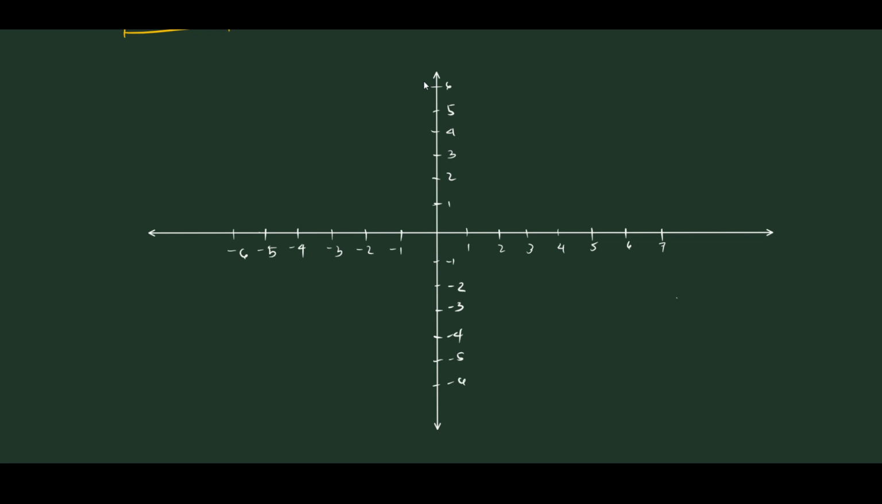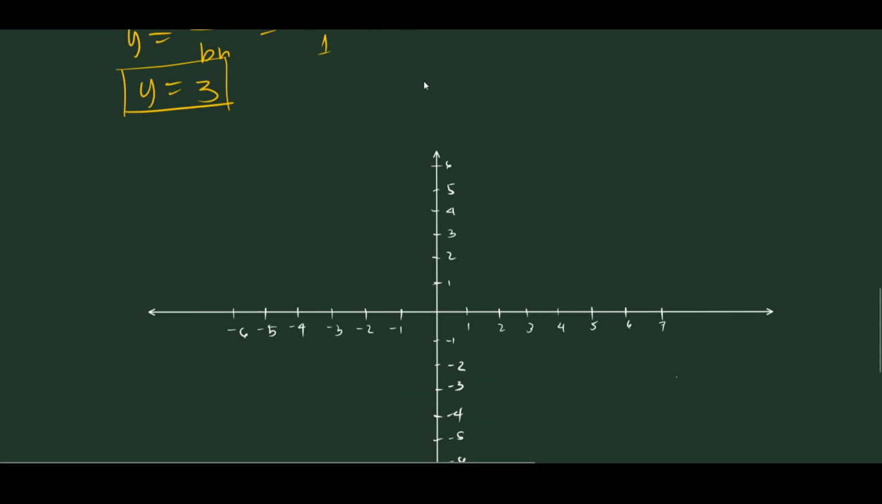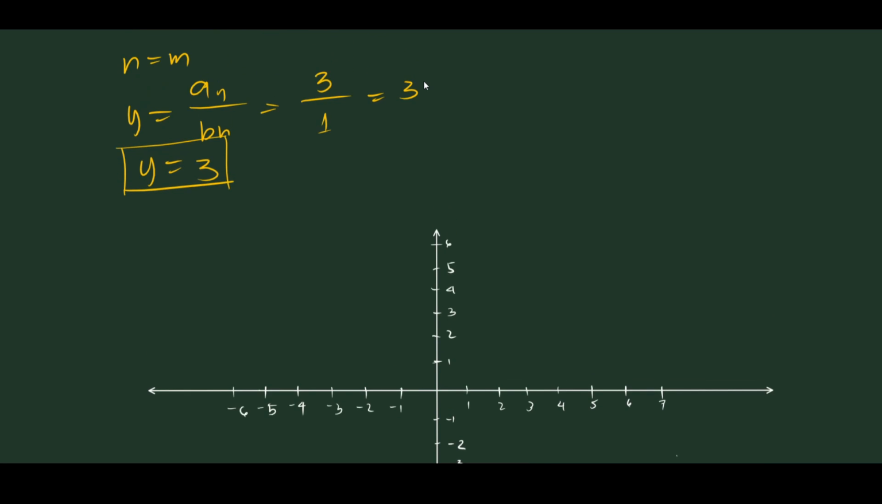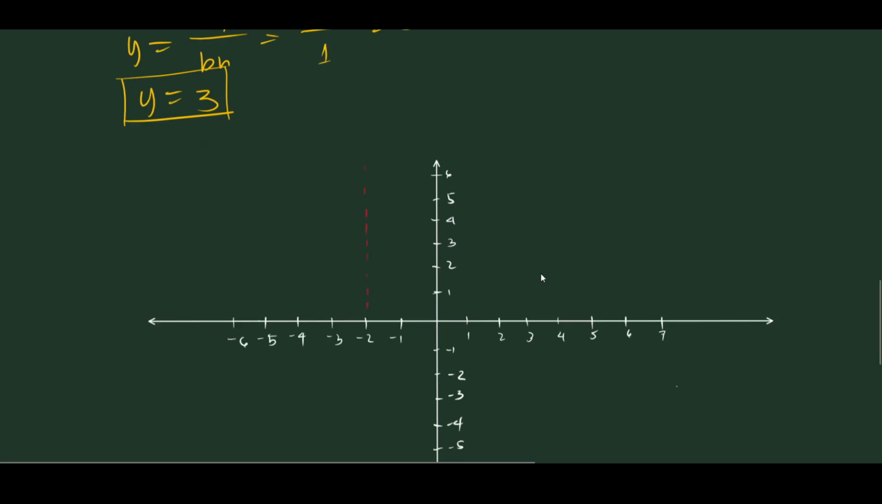Okay, so what do we know? We know that the graph is symmetric with respect to the y-axis, right? And let us plot our asymptotes first. We have an asymptote at -2 and +2, right? So let's draw these asymptotes right here with a red dashed line.